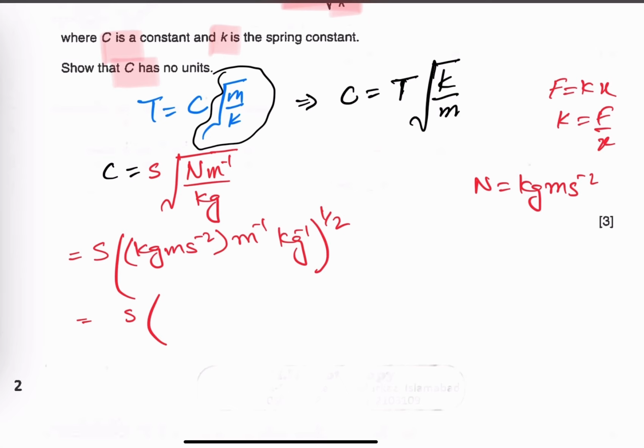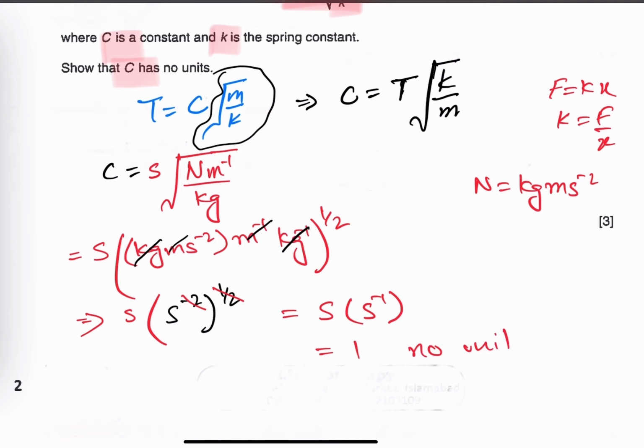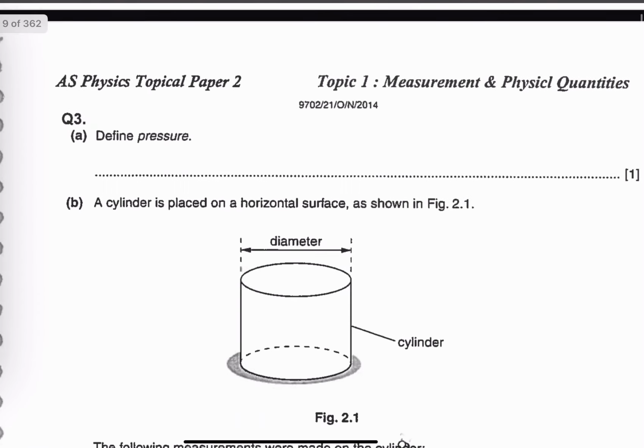This kg and this kg will be cancelled out. This meter and this meter will be cancelled out, and this s to the power minus 2, power 1 by 2, so this will also be cancelled out. So this will give you s into s to the power minus 1, and that will be equal to 1. Okay, so it's no unit. All the units will be cancelled.